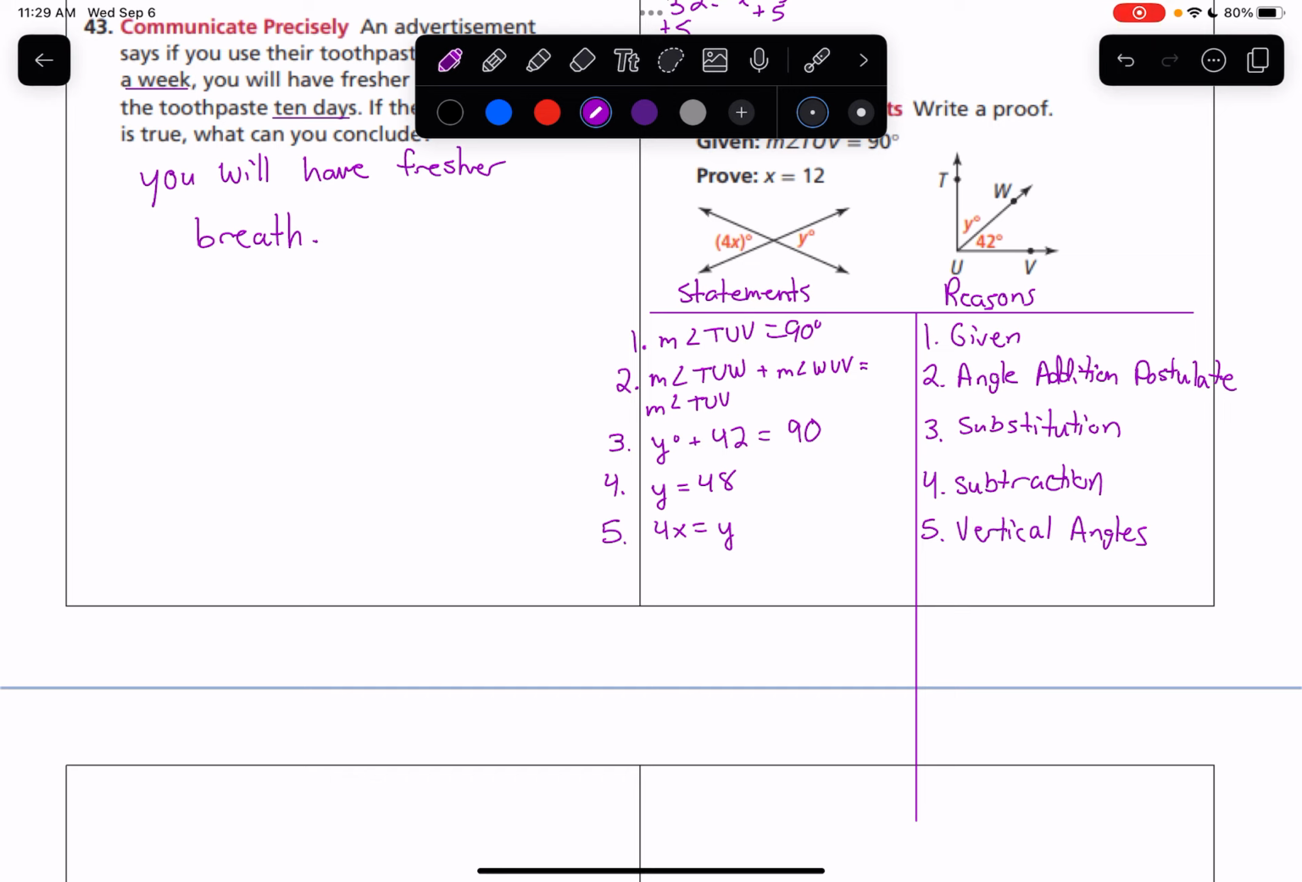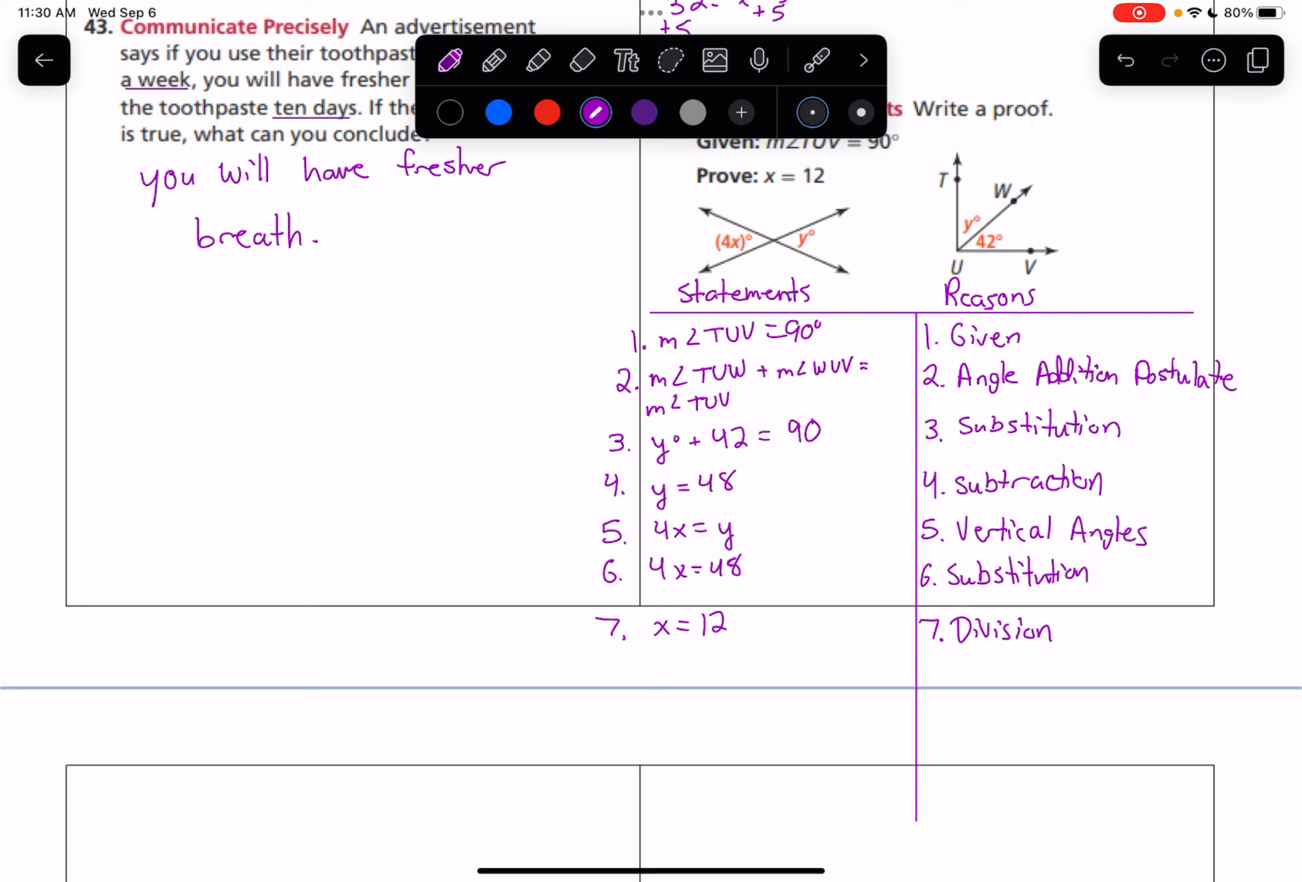And I know y. Y is 48. So step 6 is going to be 4x equals 48 because I'm substituting that in. So I'm using substitution. And finally, now that I know 4x equals 48, I'm going to divide both sides by 4 and get x equals 12. And I did that, like I said, by dividing both sides by 4, so by division.